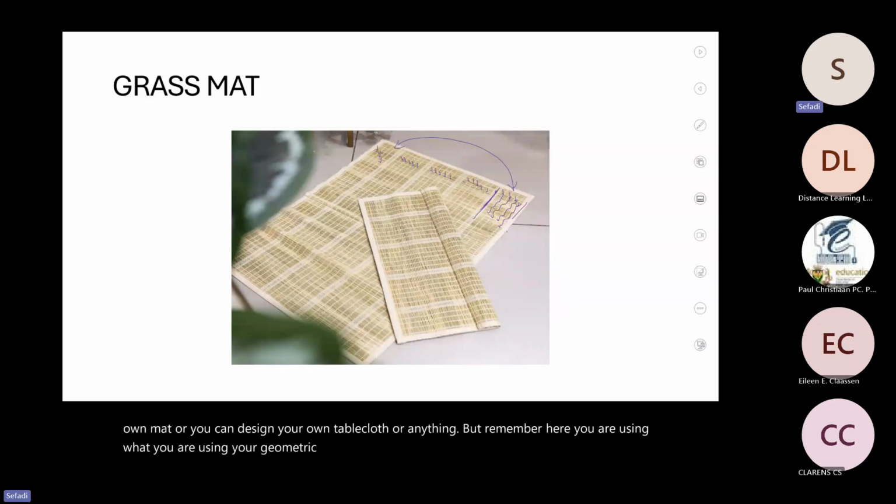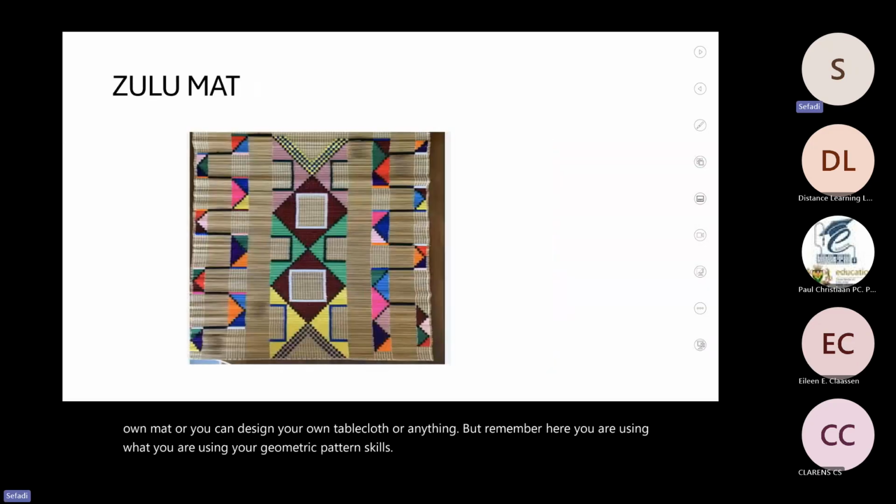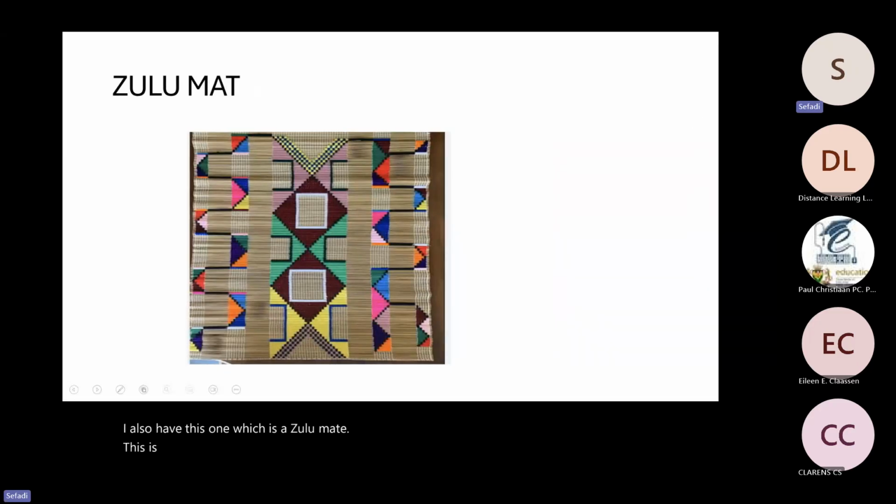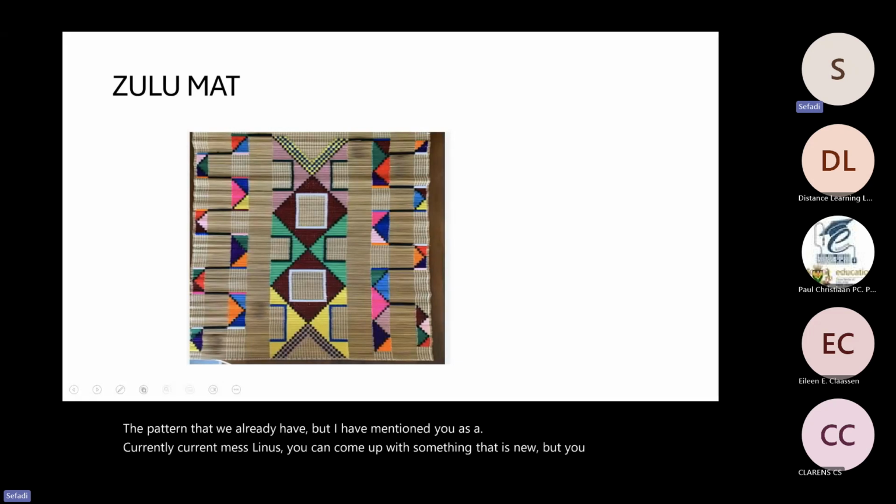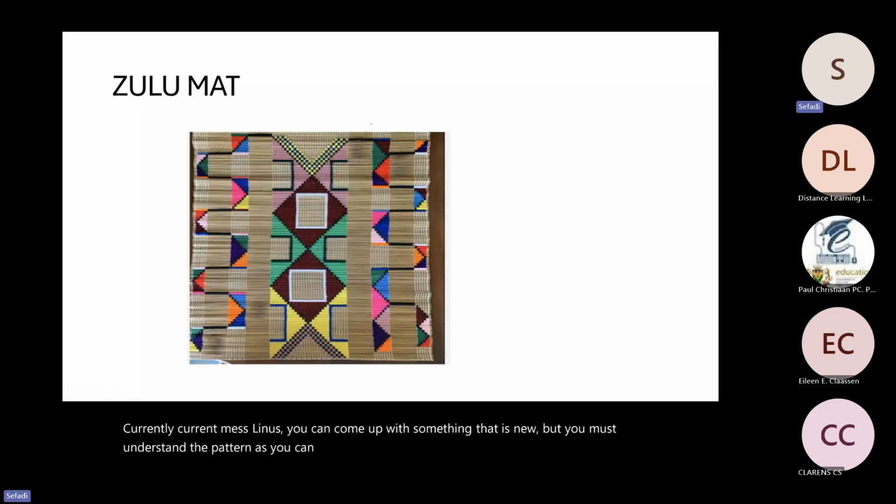I also have this one, which is a Zulu mat. This is the pattern that we already have. But like I have mentioned, you as current math learners can come up with something new, but you must understand the pattern. As you can see on this mat, the pattern on this side is the same as the pattern on this side, but this one is different.